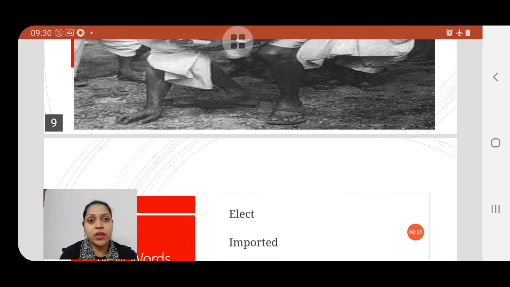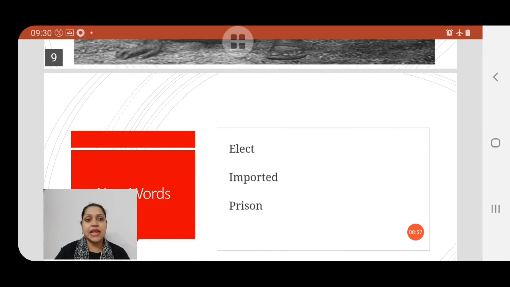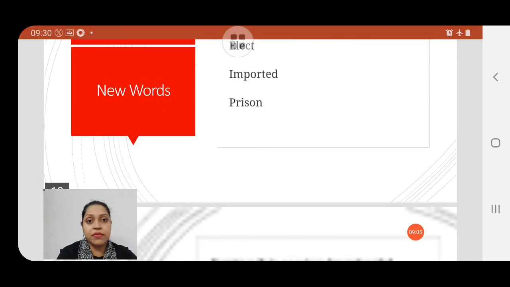So let's see what the new words are, children. The new words are elect, imported and prison. And these new words I'll also upload in the Google Classroom. You'll write from there.